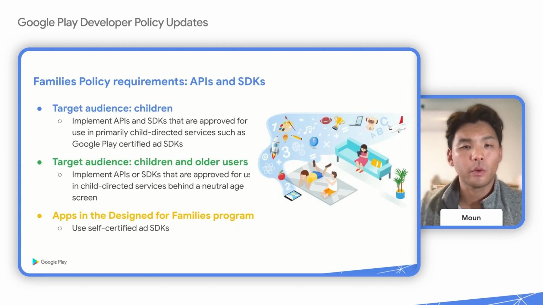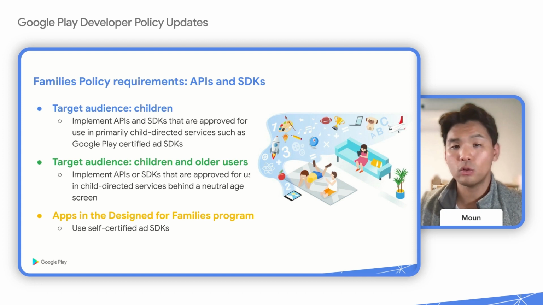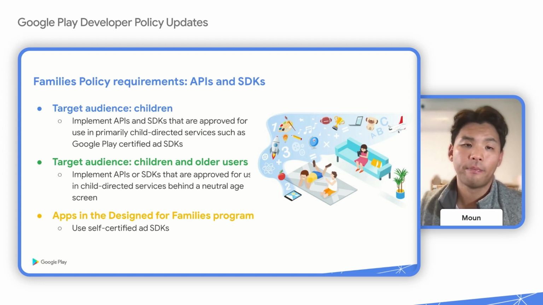We also have specific requirements for APIs and SDKs. You must ensure that your app properly implements any APIs and SDKs. So apps that solely target children must not contain any APIs or SDKs that are not approved for use in primarily child-directed services. So this includes Google Sign-in or any other Google API services that access data associated with the Google account, or Google Play game services, and any other API services using OAuth technology for authentication and authorization.